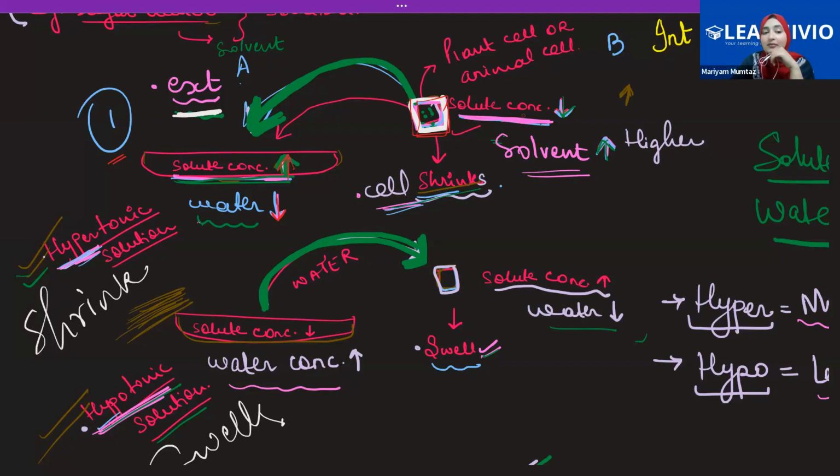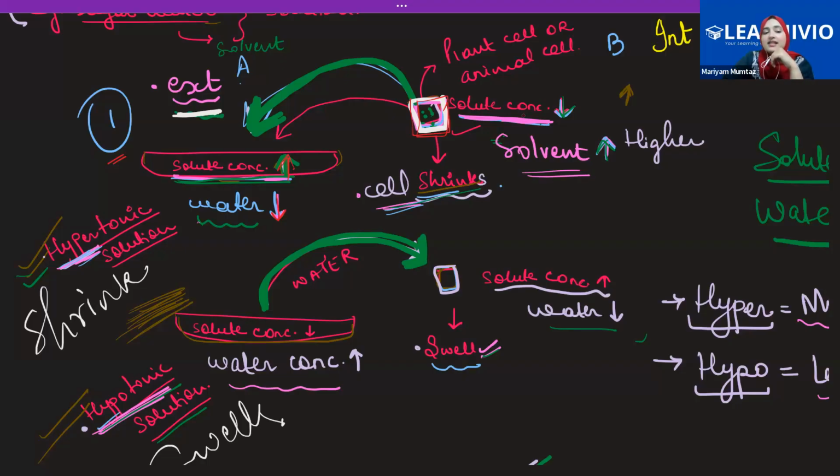So that is the case of a hypertonic solution, when the solute concentration is high and the water concentration is low. Now if you take a cell and put it in this solution, the cell has more water as compared to the outside. So the water from the cell will move outside the cell, and since the water is moving outside, the cell will shrink up. This is called the hypertonic solution. If you keep a cell in a hypertonic solution, the cell will shrink.